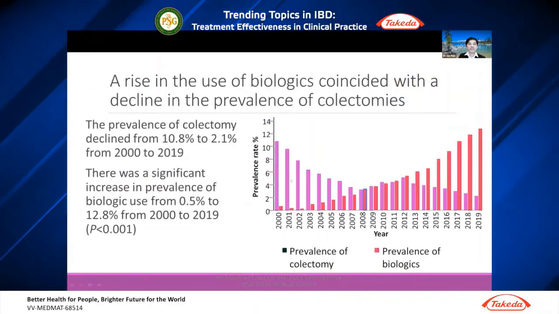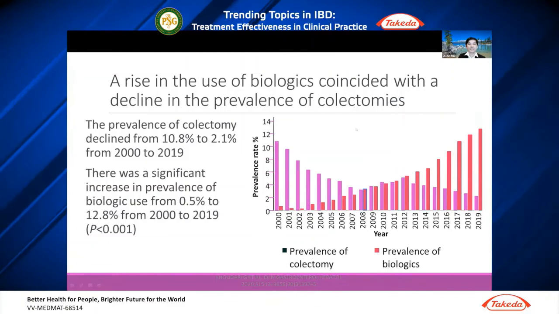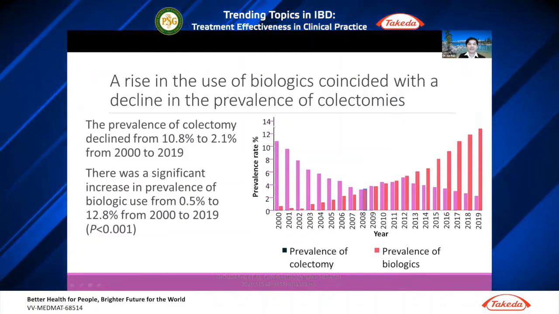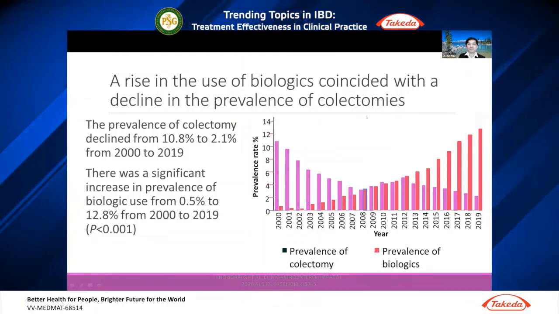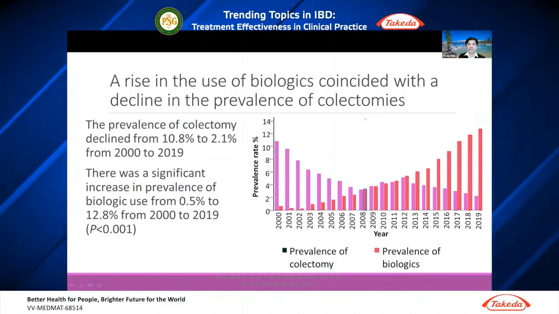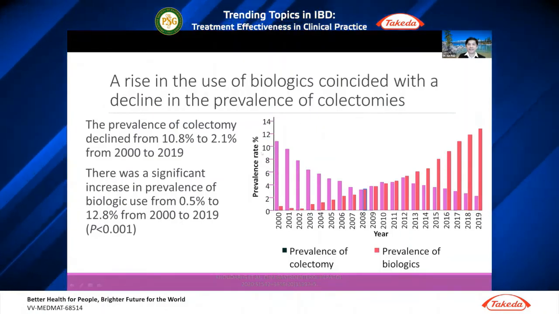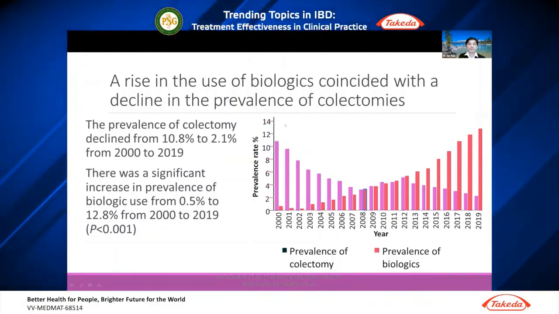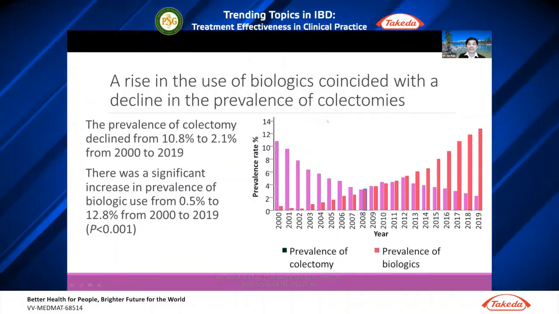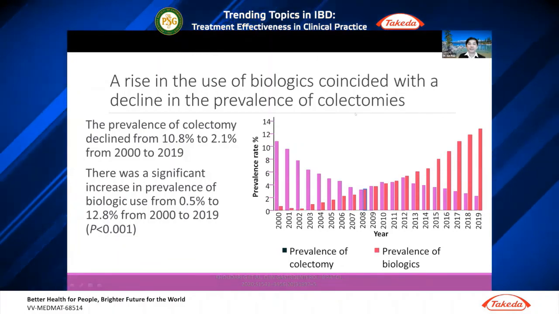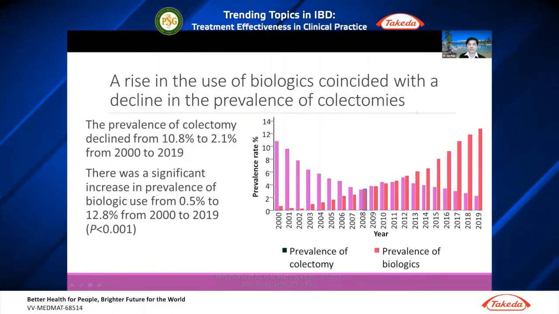And it was noted that a rise in the biologics coincided with the decline in the prevalence of colectomies, which is obviously a bad outcome in UC. However, when they did a closer observation, most of this decline was actually attributed to the use of infliximab, which was the first biologic we have.